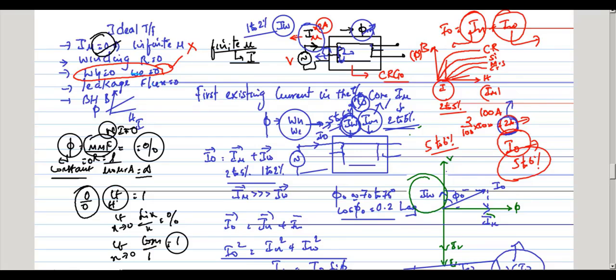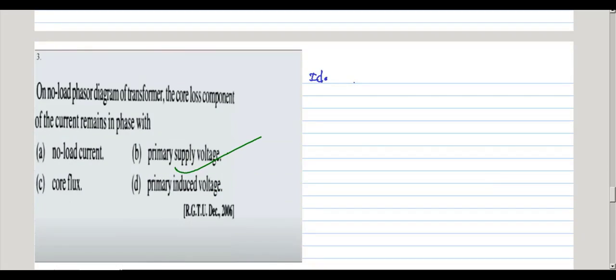Core loss component. The magnetizing component lags the supply voltage by 90 degrees. On the no load phasor diagram, the core loss component remains in phase with the supply voltage. For the primary induced voltage, it is 180 degrees out of phase.